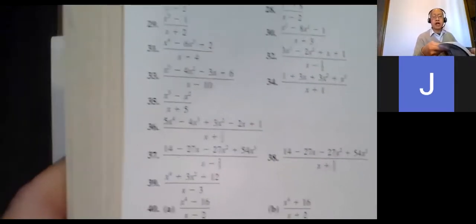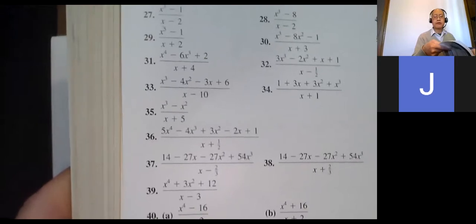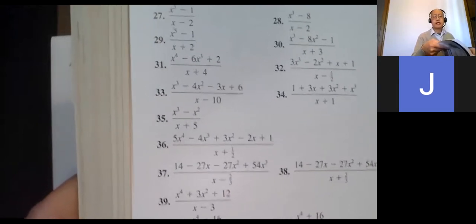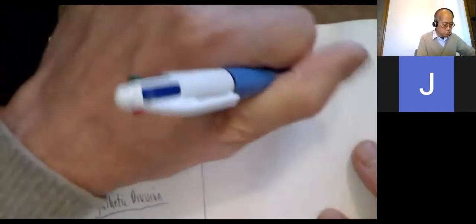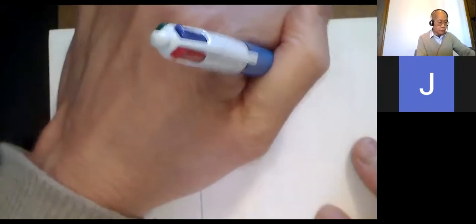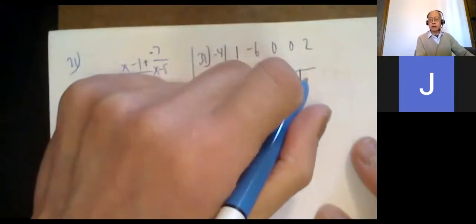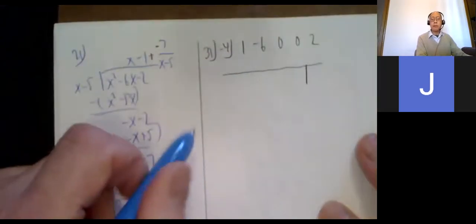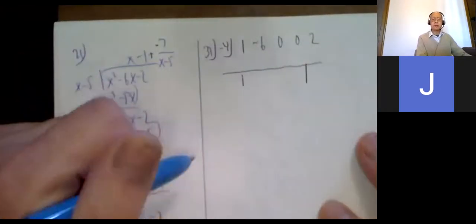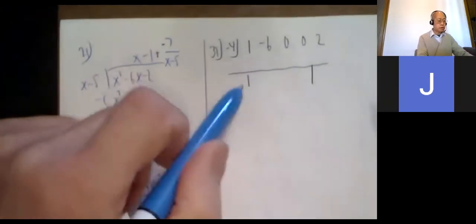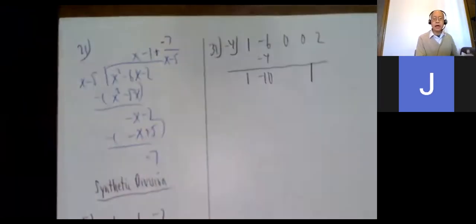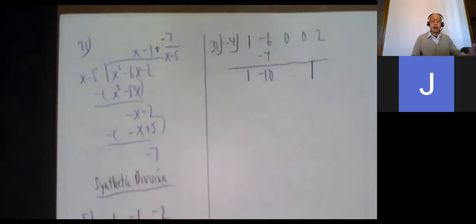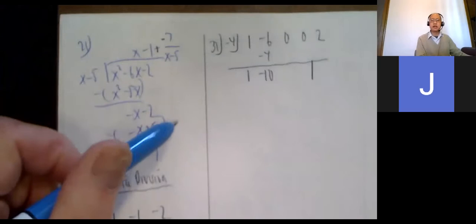31, dividing by x plus 4. So what number do I put in the left? It isn't 4. It's negative 4. Okay. By the way, it's always going to be like this. You're always going to draw the little line here. This would be the remainder. This would be the quotient. This comes down. Multiply. Add. See, much more compact when I'm not writing all the x squareds and x cubed and x to the fourth and all that stuff.